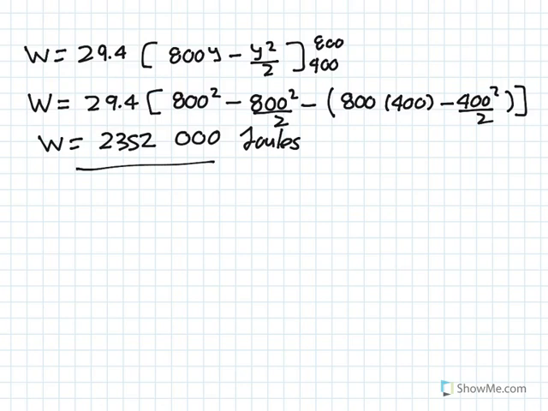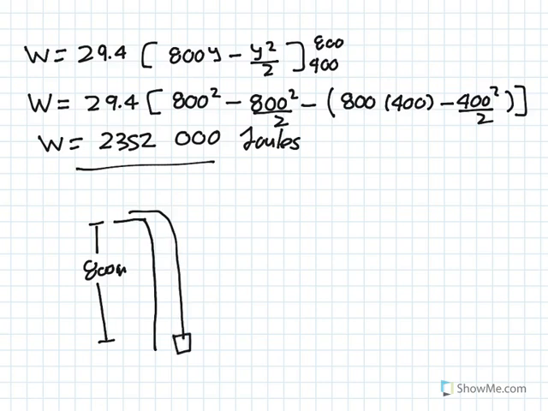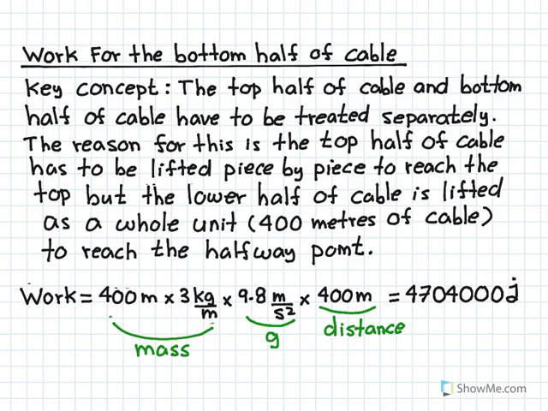All right, so now it's really important to realize that the top half of the cable and the bottom half of the cable have to be treated separately. Let me see if we can draw a diagram here to illustrate this. So here's the full distance, 800 meters, and here's the mass at the bottom. Now, when it reaches the halfway point, it's going to look like this. You can see how the top half of the cable was lifted 400 meters. But the bottom half of the cable basically just moves up as a whole unit. That's the reason.